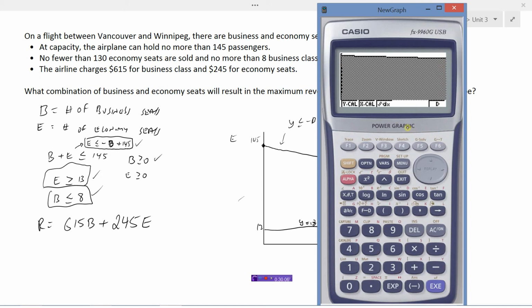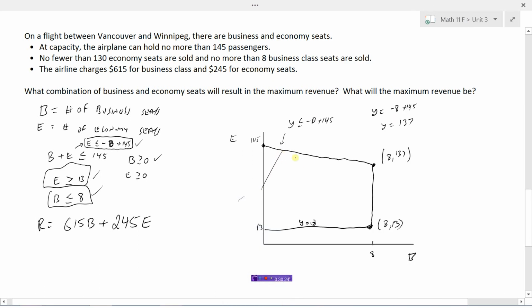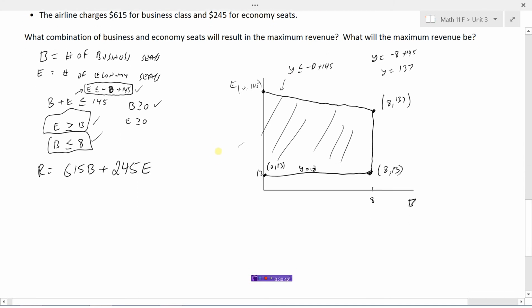a y calculation, so f1, and then on this function, yes, so hit enter, and then it says enter your x value. Well, we want to know what the y is when x is 8, and it'll calculate it for us. See that? 137. So this was our region, and now we know this is the point 8, 137. This would be the point 8, 13. This corner here would be the point 0, 13, and this point here would be the point 0, 145.